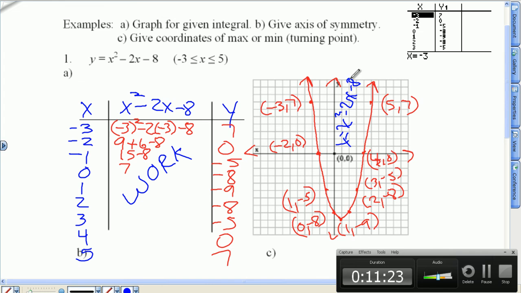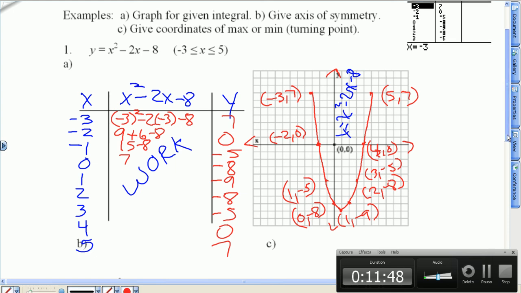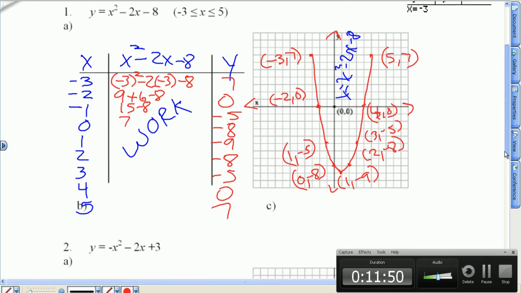So all those labeling points that you were concerned about in the last chapter are necessary. Now, because they told us to graph between -3 and 5, we don't put arrows on the end of our graph because they only want us to graph this much of it. That is a minor style thing that you need to be aware of. So you'll notice I erased the arrows because we're only graphing between -3 and 5. Okay? Now, part B says give the axis of symmetry.